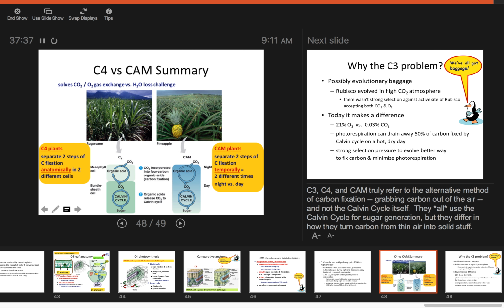Wait, so pineapple grows out of the ground like that? To be honest, I've never heard of the pineapple juice. I never really knew how they grow.